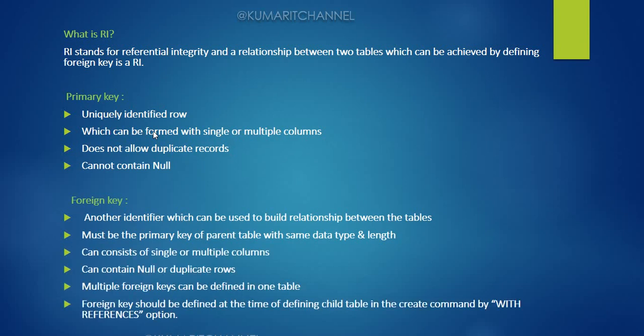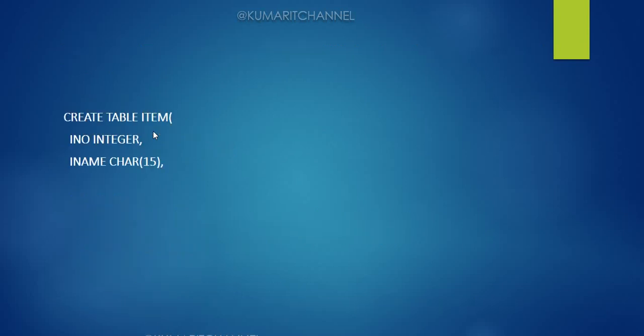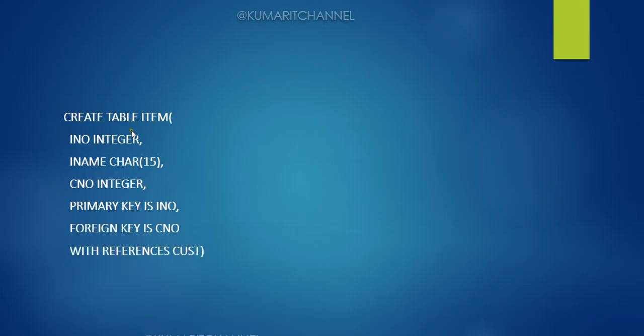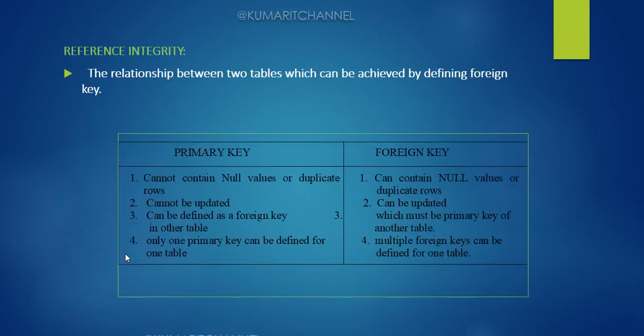So that's there. Okay, so create table item, with item number, item name, customer number, primary key, foreign key with references customer. So this is much needed when you are using a foreign key. You need to use with references. So this again shows the difference between primary key and foreign key.